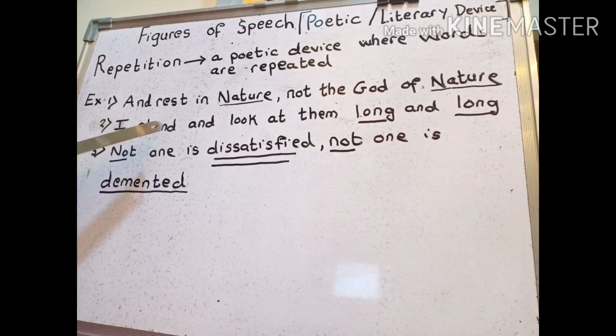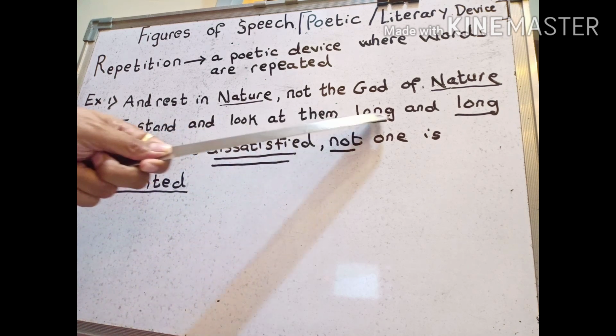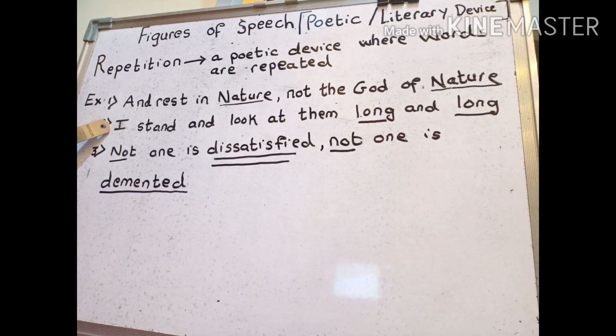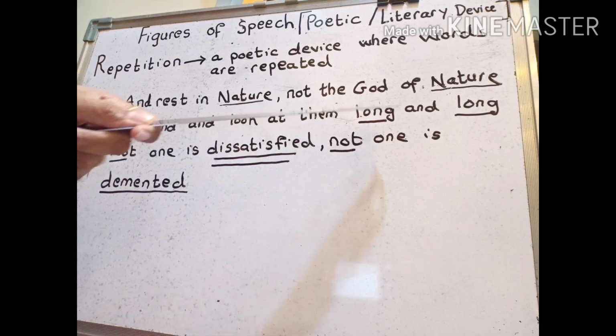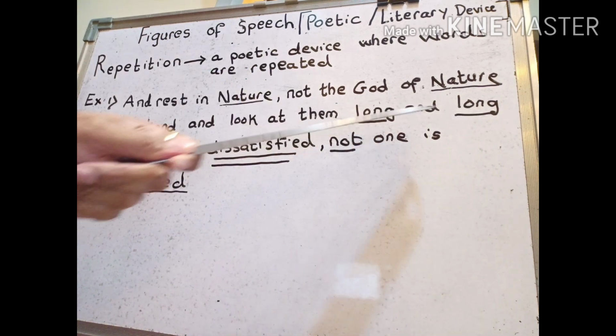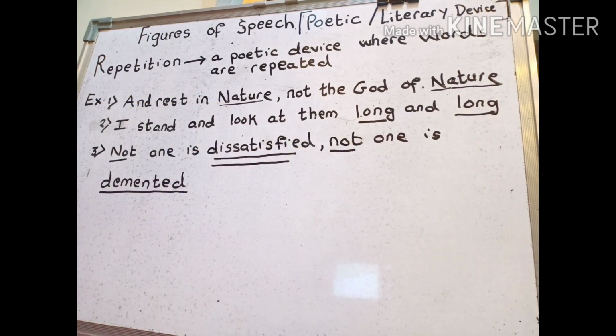And I stand and look at them long and long. This line you would have come across in the poem Animals, where he says that animals have excellent virtues and therefore he would stand and look at them for a long time. So the words used: long and long. So the word long is repeated for poetic effect in this line. I stand and look at them long and long, right? So this is repetition. The words long and long are repeated.